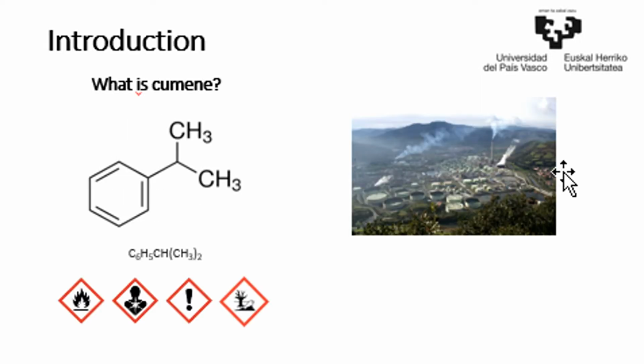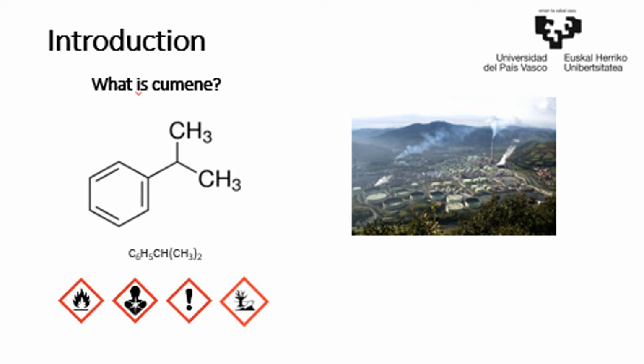So firstly, what is cumene? Cumene is a petroleum product obtained in petroleum refineries. It is also called isopropylbenzene and it's labeled as an aromatic hydrocarbon. Its formula is the one you can see on the screen, and it can be described as a volatile, clear and colorless liquid at room temperature with a sharp and penetrating odor like petrol.